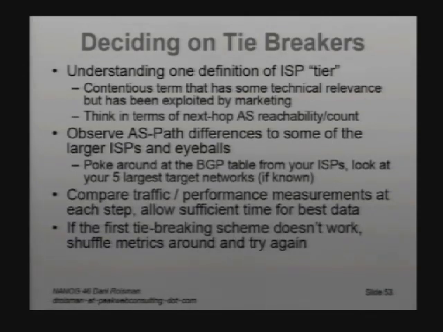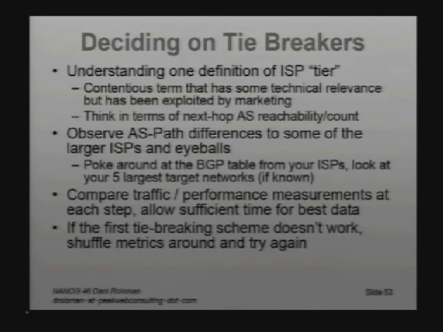How many ASs can you get with just 1 extra hop versus going 2 extra hops, 3 extra hops? You want to observe the AS path differences to some of the larger eyeball ISPs. Remember, I'm coming from a content world here. Poke around your BGP table. Look at your 5 largest target networks, if known, and check your path out. And go ahead and compare some traffic performance measurements at each step.